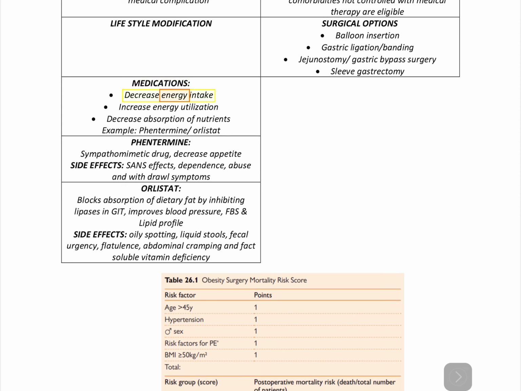Medications decrease energy intake, increase energy utilization, or decrease absorption of nutrients. Examples: phentermine, orlistat. Phentermine is a sympathomimetic drug that decreases appetite. Side effects: CNS effects, dependence, abuse and withdrawal symptoms. Orlistat blocks absorption of dietary fat by inhibiting lipases in the GIT. It improves blood pressure, FBS and lipid profile. Side effects: oily spotting, liquid stools, fecal urgency, flatulence, abdominal cramping and fat-soluble vitamin deficiency.